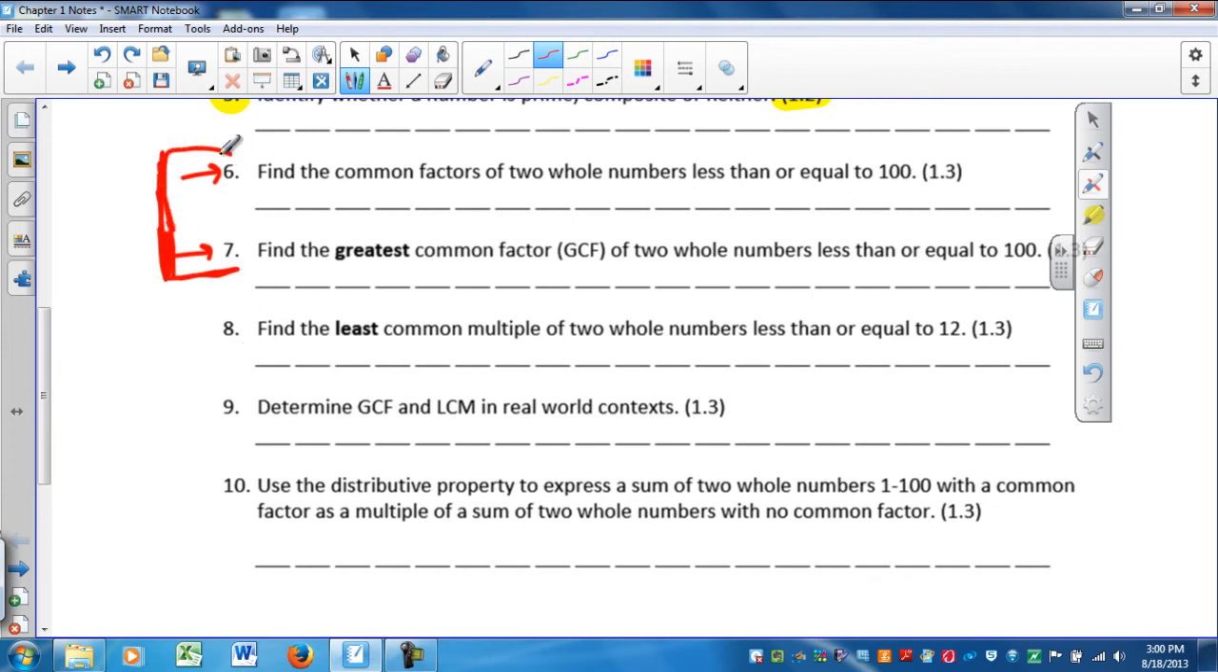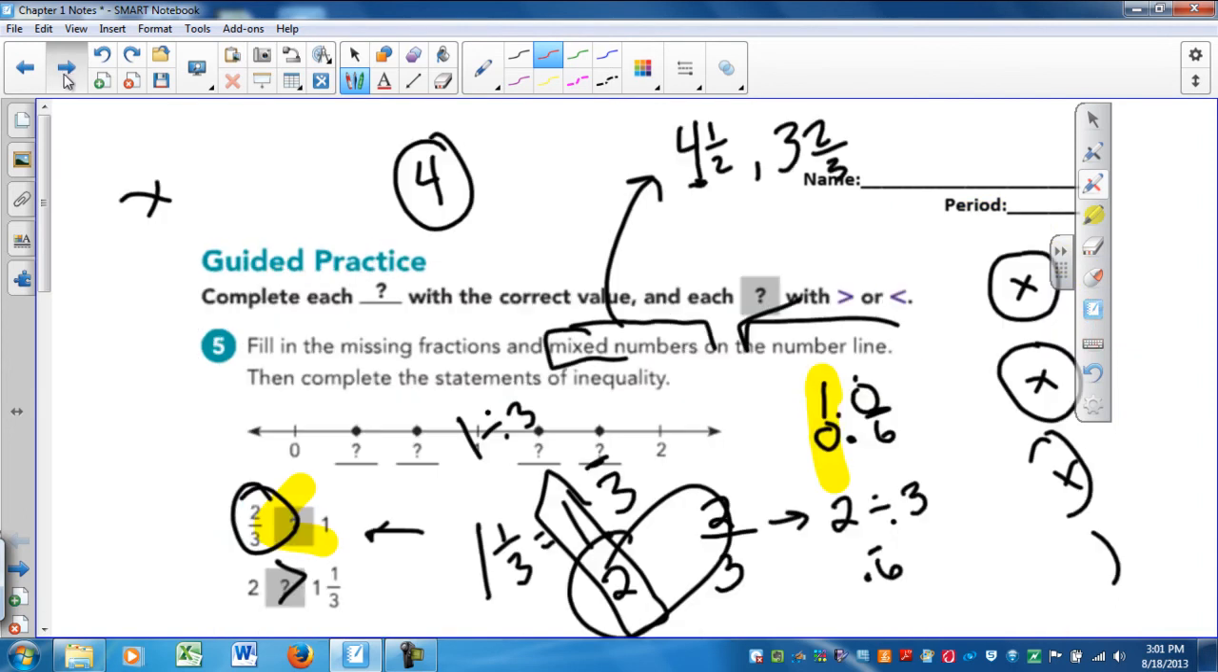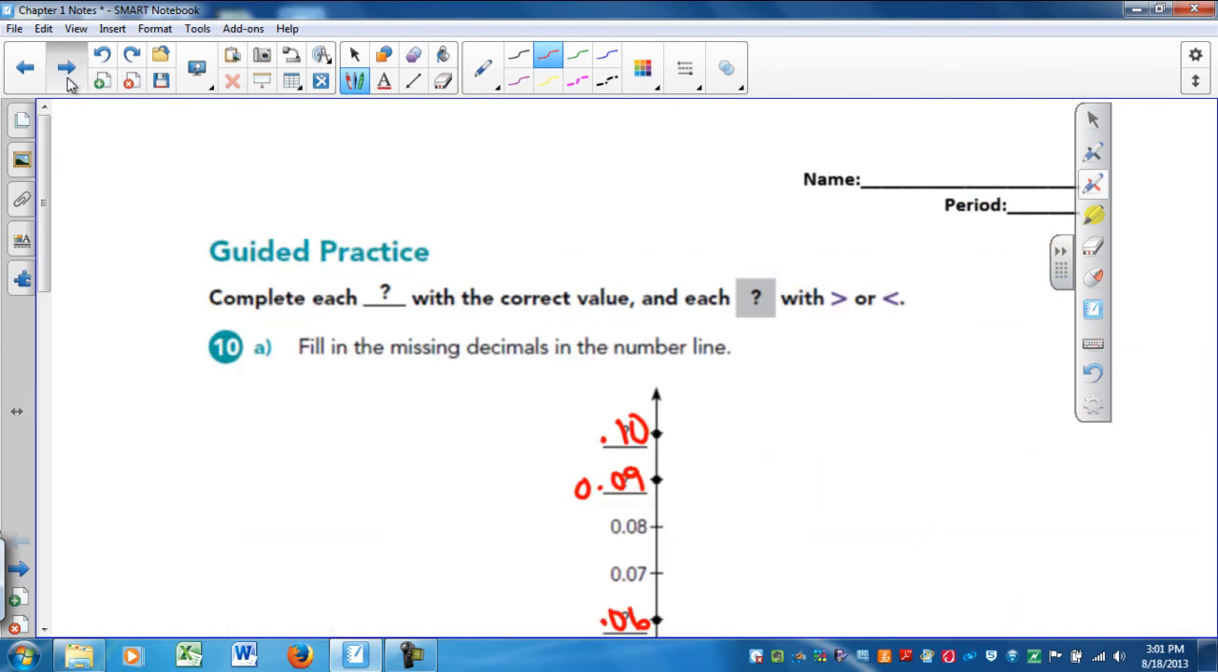So we're going to cover just this one and this one in this video, and then the next video will be 8, and then the next video will be 9, and so on. So let's go ahead and flip to page 12 in your notes. It should say common factors and multiples at the top.